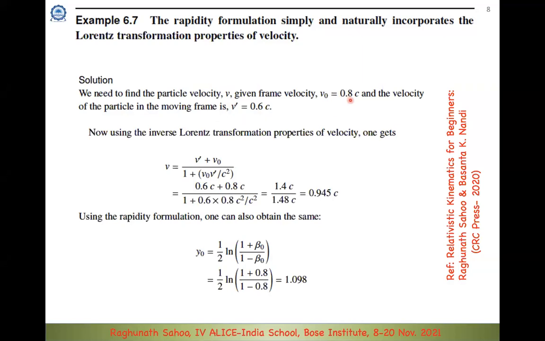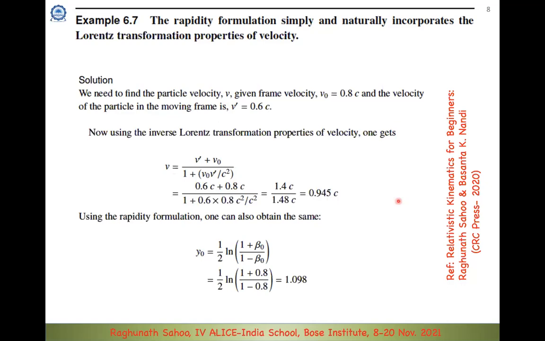So now our problem is, let's find out the laboratory velocity, which is essentially a sequential Lorentz transformation. And if I remind you of one of my earlier slides, my velocity can be written as v prime plus v0 divided by 1 plus this nonlinear formula for velocity I showed you earlier. Plug in these values and you will find 0.945 c is my velocity with respect to the laboratory frame.